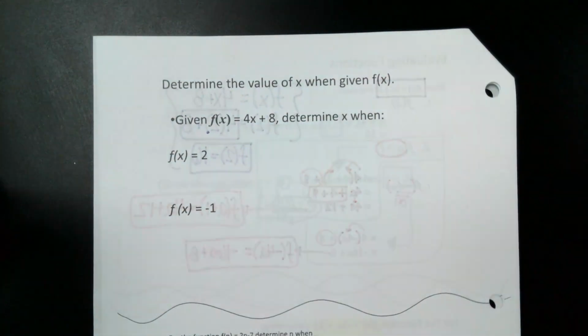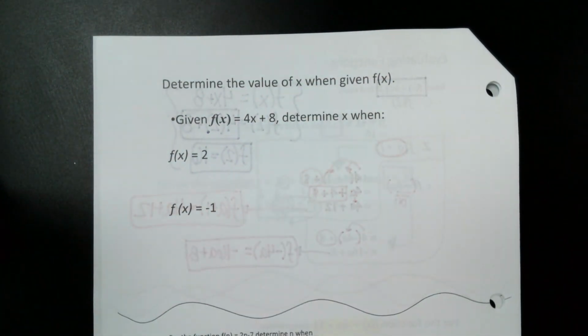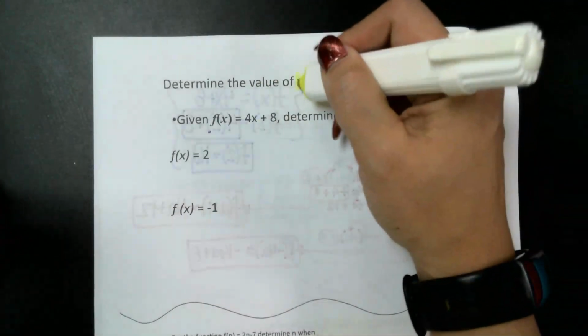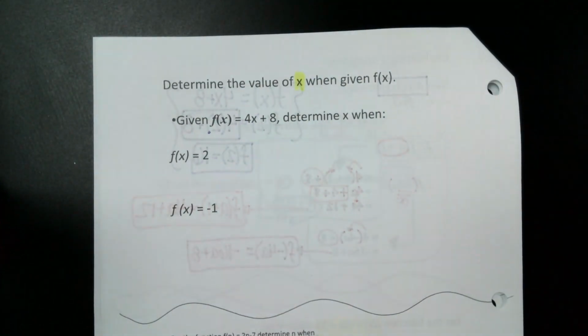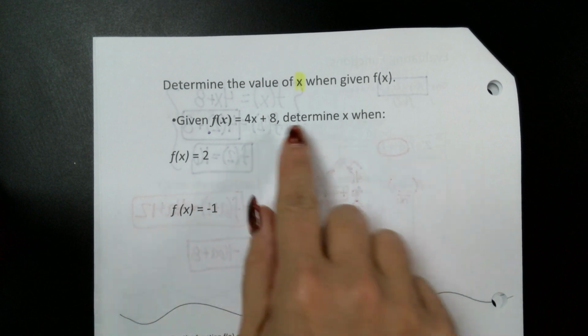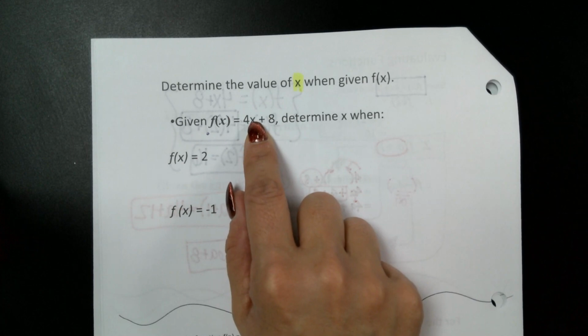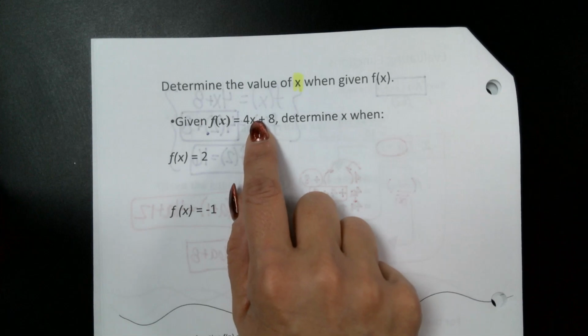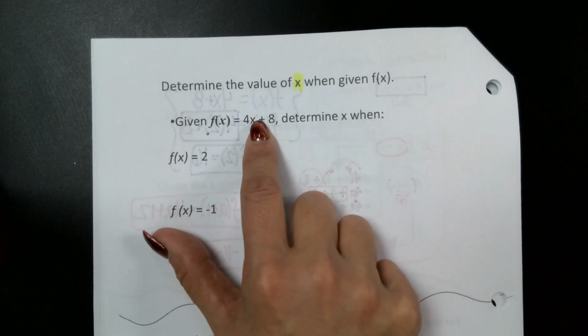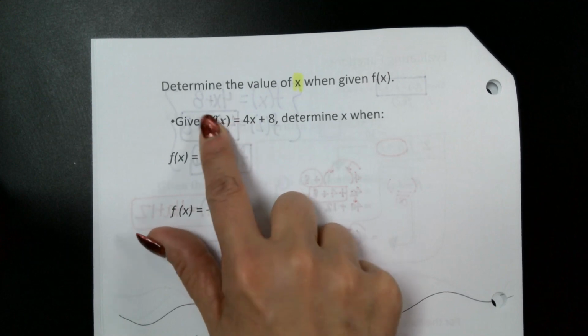Now, if you read the directions on the next one, it says, determine the value of x. If they want us to find x, shouldn't we be leaving x in the problem? So like this 4x plus 8, we're not putting a number in for x this time because they're telling us to find x. So if we're not plugging it in here, where's the only other place we could plug it in? The f of x, this side.